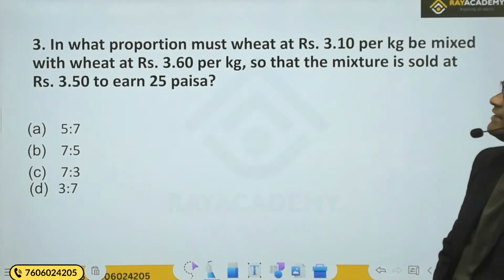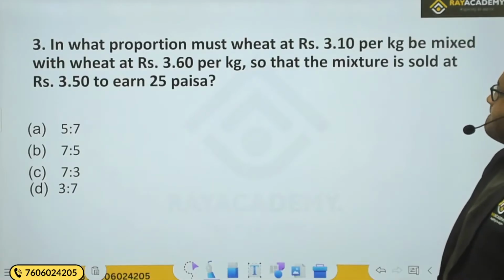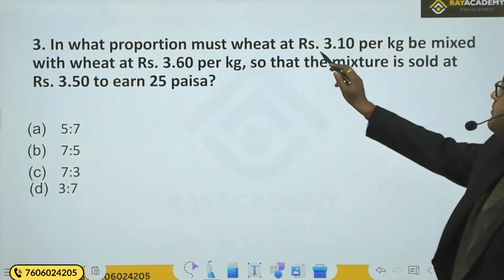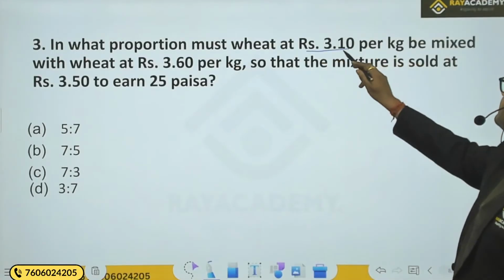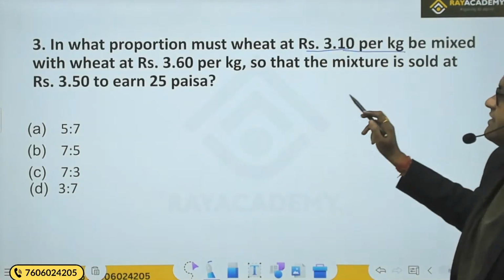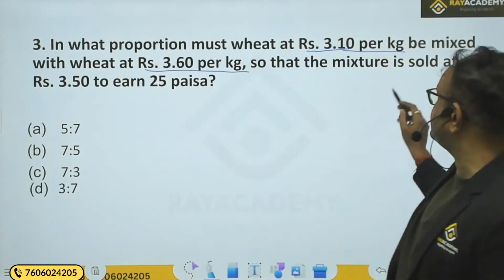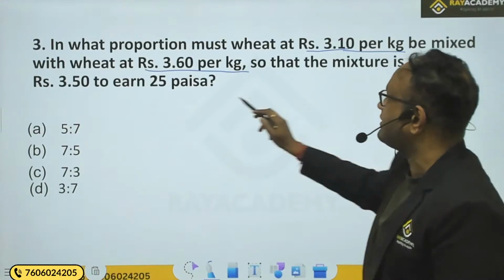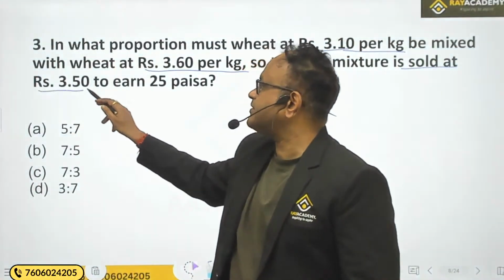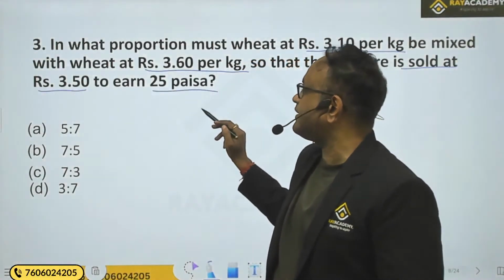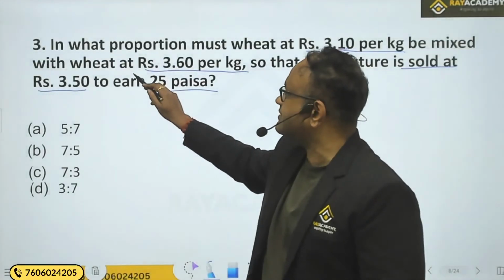Now come to question 3. In what proportion must wheat at rupees 3.10 per kg be mixed with wheat of 3 rupees 60 paisa per kg, so that the mixture is sold at 3.5 rupees to earn 25 paisa, means to earn a profit. This is profit.